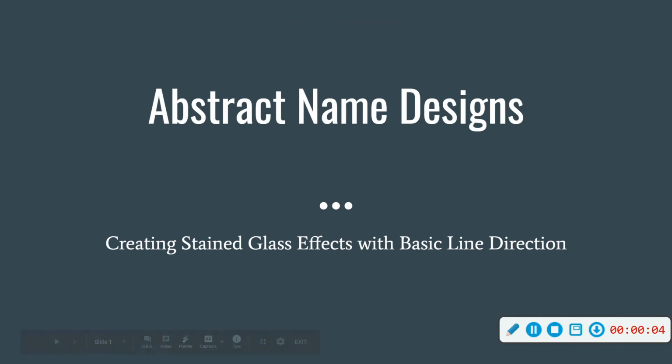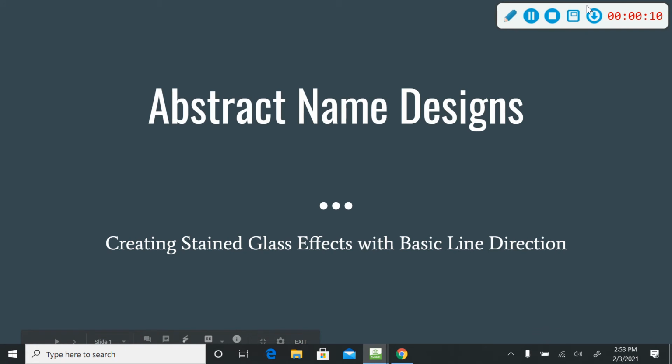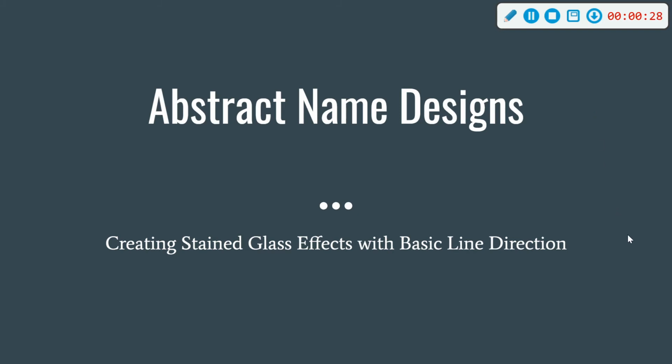This assignment is about creating an abstract design using your name, the letters in your name, and we're going to relate that to stained glass, like the colored glass you see in windows. I'm creating stained glass effects with basic line direction.